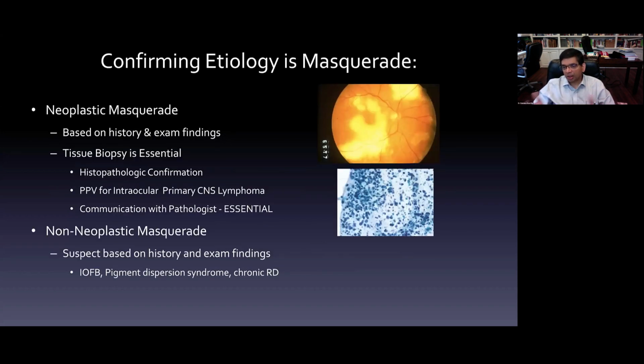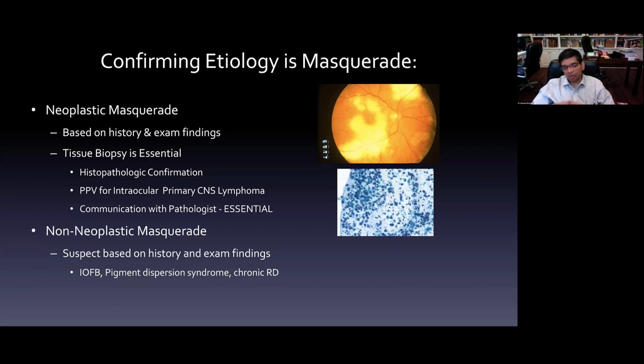If you're suspecting masquerade syndromes, this is based on history and clinical exam findings, but a tissue biopsy is essential. You need histopathologic confirmation of this. The most important masquerade syndrome that we don't want to miss in our practices is the intraocular lymphoma. When we evaluate primary intraocular lymphoma or primary CNS lymphoma in the eye, we need to do a vitreous biopsy, and sometimes we will actually do a retinotomy and obtain a subretinal sample and send this to the pathologist for evaluation.